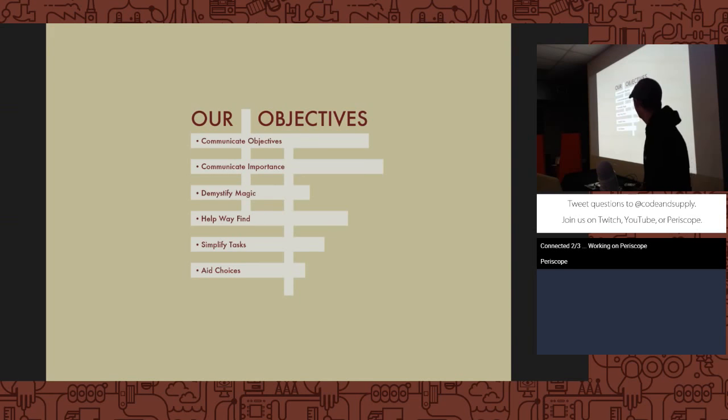This is kind of a checklist almost for me a lot of times when I'm working on any sort of UI design. A lot of times I'll just go down this list and be like, did I communicate objectives? Did I communicate importance? Did I demystify any magic? Did I help people find something? Did I simplify a task, or did I aid choices? And a lot of times I'll just ask myself these questions and be really mean to myself.